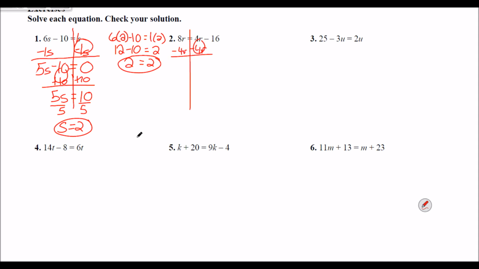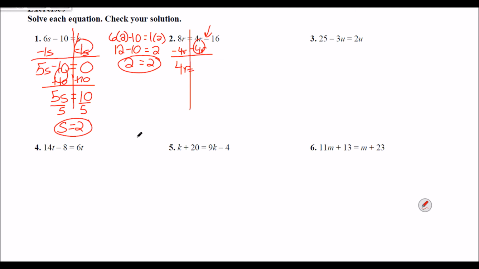Okay, this is a very common mistake because a lot of people see the subtraction sign here and just choose to go ahead and add. But remember, our goal is to get it to go away on one of the two sides. So if I already have positive 4r, to get 0r, we need to subtract 4r. Okay? 8r minus 4r becomes 4r.